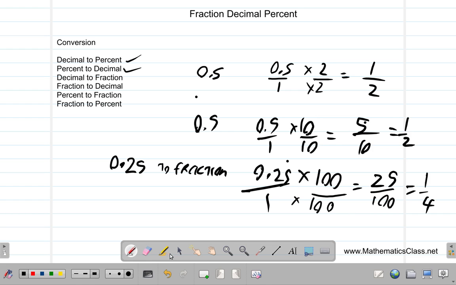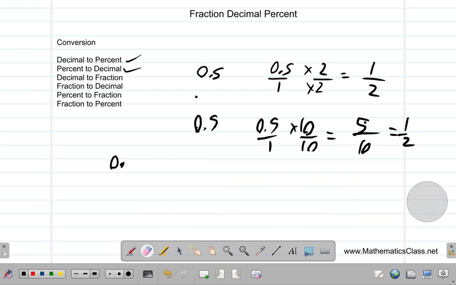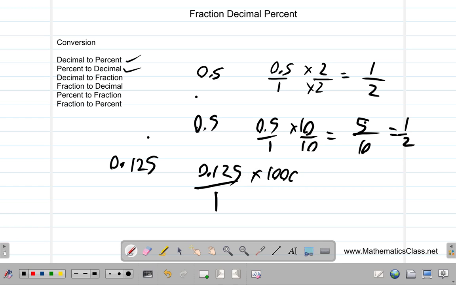Now, the one we did put earlier was 0.125. Let me try it. We have 0.125. If you have 0.125, you put it over 1. But up top, which number are you going to multiply by to get a whole number? Well, if you multiply by 1,000, up at the top you're going to get 125. You see that? And then you multiply the denominator, the bottom number, by the same 1,000. So you're going to get 125 over 1,000.